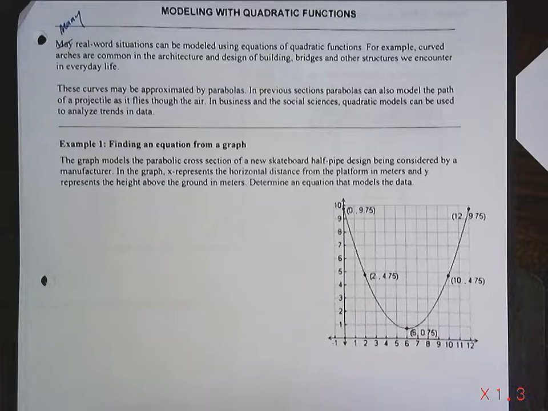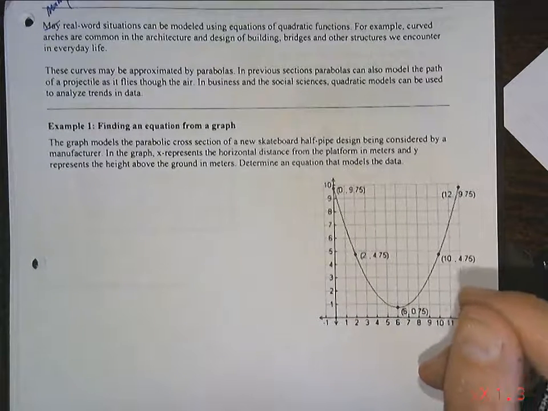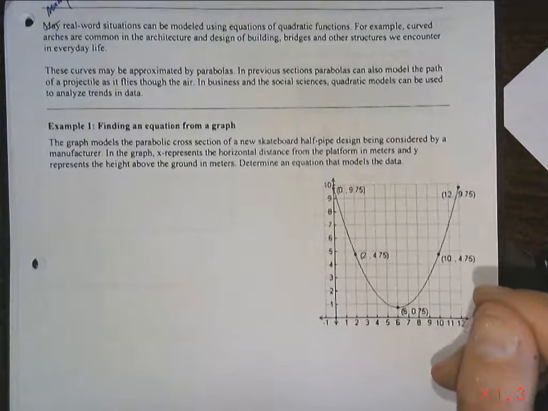In business and social science, quadratic models can be used to analyze trends. So in other words, quadratics are in the world and we need to know how to deal with them.